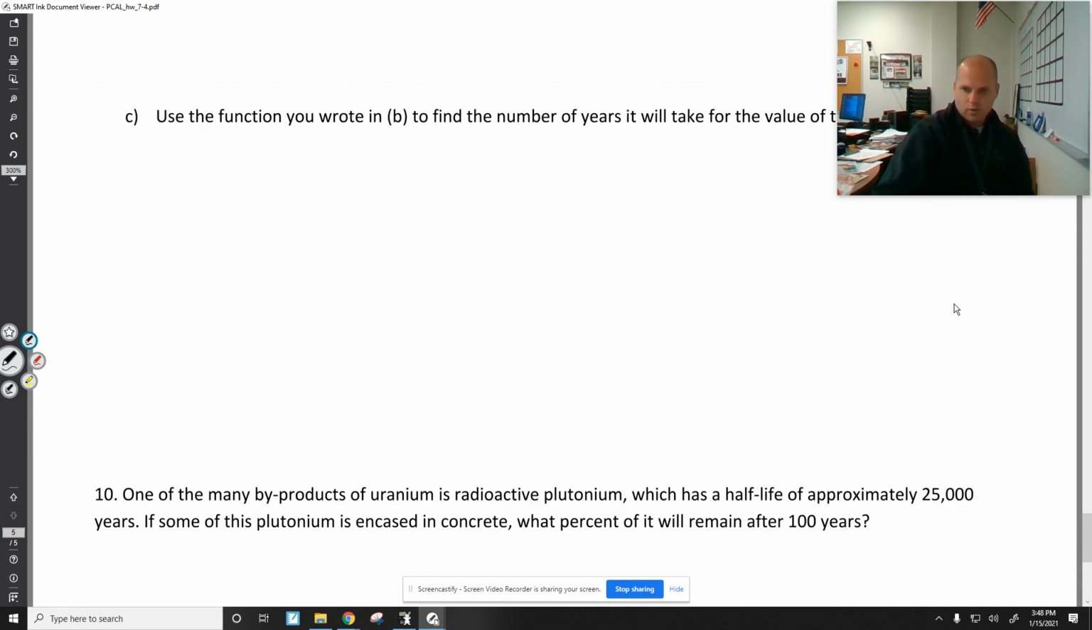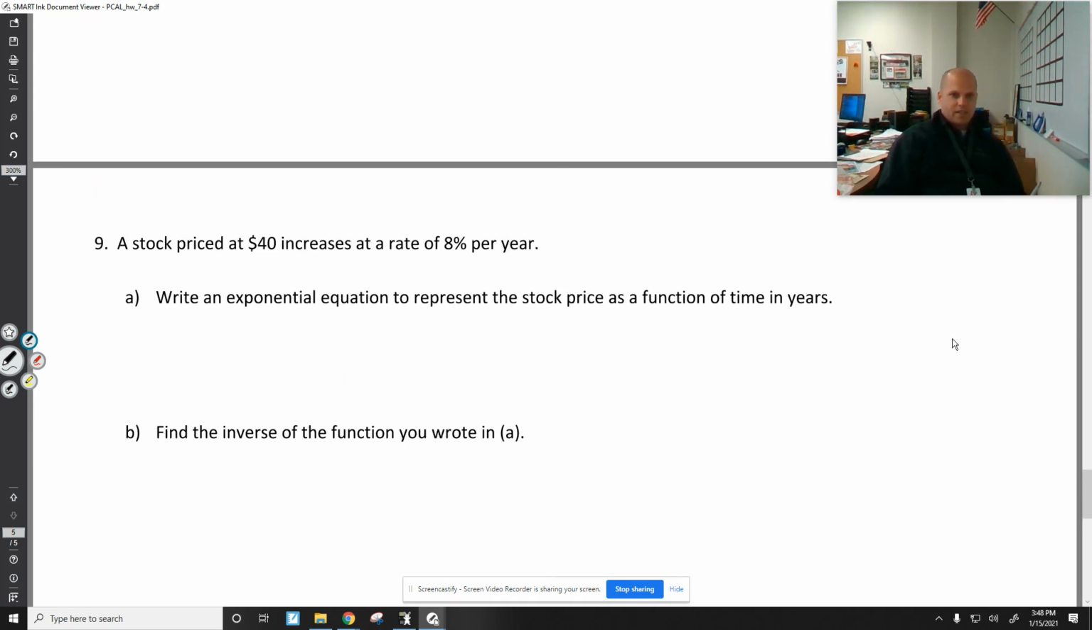9, 10. Two more questions. A stock price at $40 increases at a rate of 8% per year, not compounded. Thank goodness. Man, jump on this if you ever see something that's guaranteed to increase 8% per year. Put all of your money into that stock. So my future value of my stock price is equal to my initial value times (1 plus my rate) to the t. No compounding, no worries.